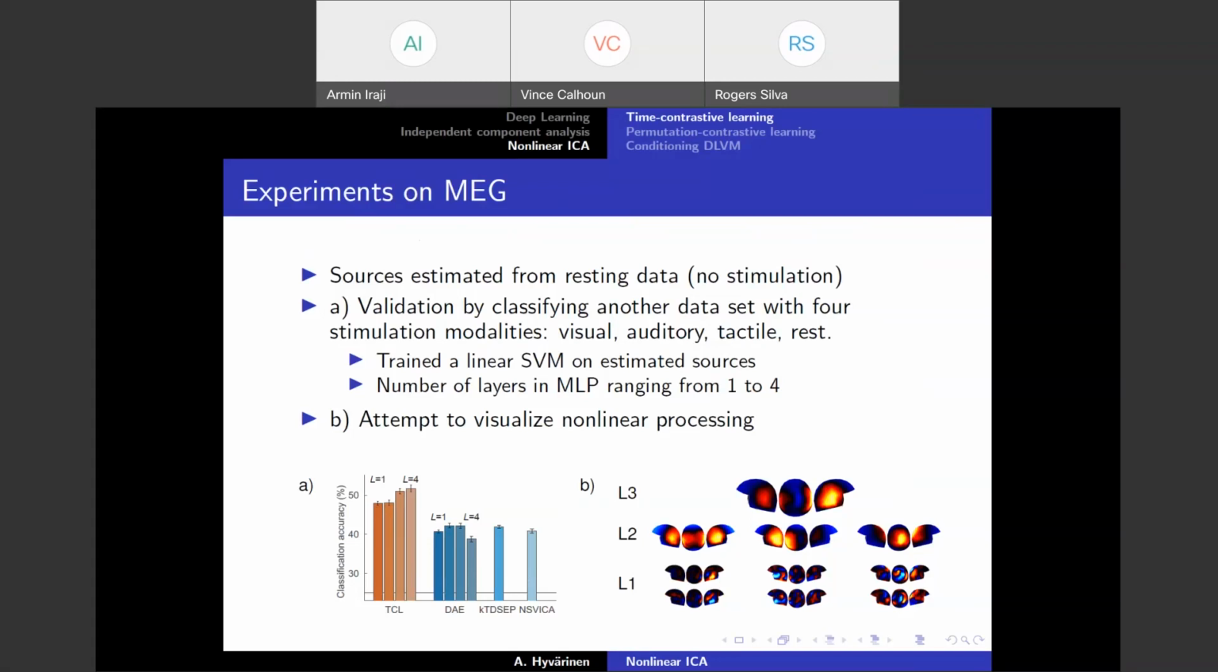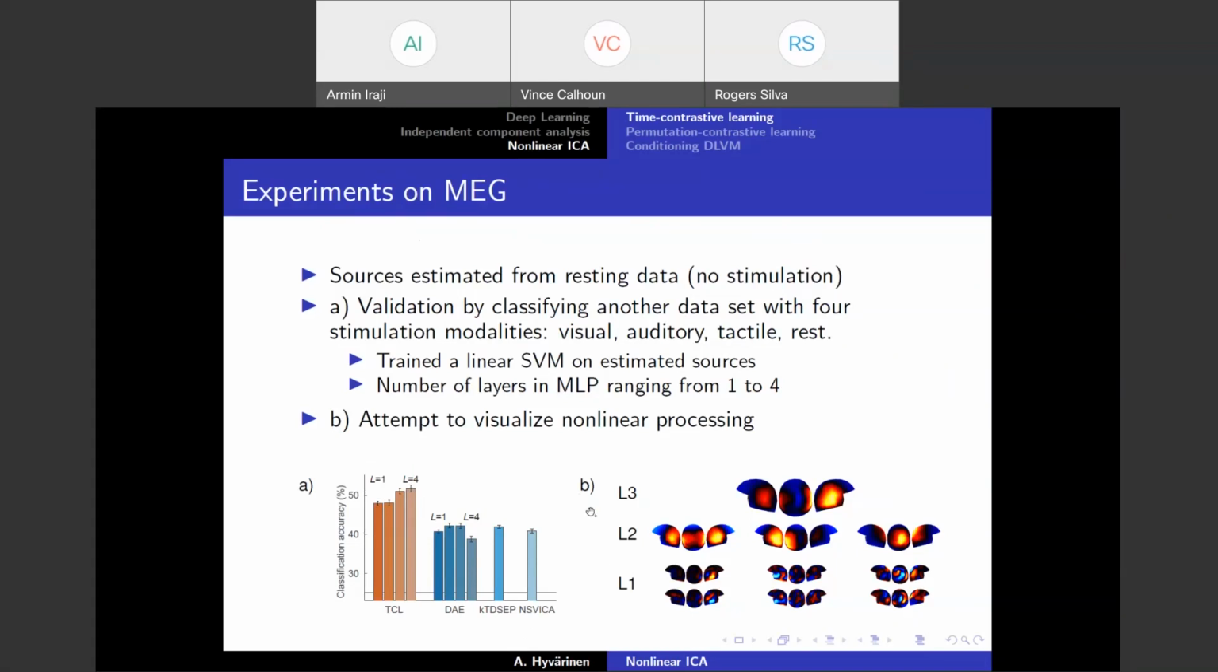And so we can then train a linear SVM on the features estimated from the resting state data, and we investigate whether this works by MLPs with different numbers of layers. And so in A, we see the results, which show that, first of all, TCL finds better features than competing methods. Also, when you actually make the system nonlinear, increase the number of layers in the neural network, you get better and better performance. Although in these early results, the difference is not that great.